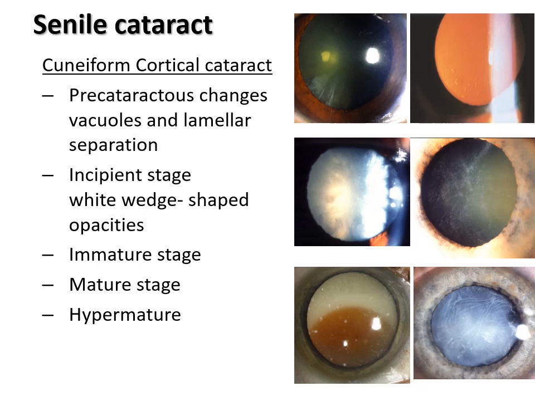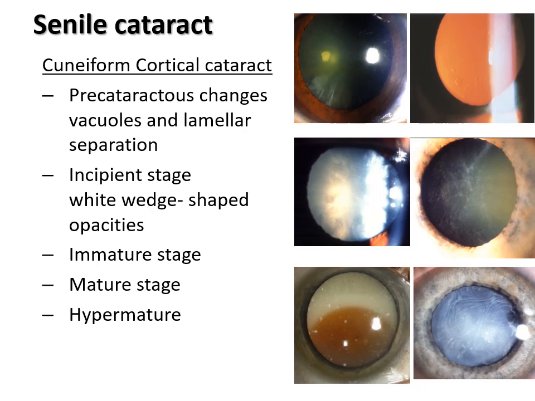The last stage is the hypermature stage, which is subdivided into two subtypes. The first one is the common type, or the usual one, which is known as the shrunken type, in which there is leakage of degenerated cortical material through the lens capsule, leaving the capsule wrinkled and shrunken. The second type is the Morgagnian cataract.